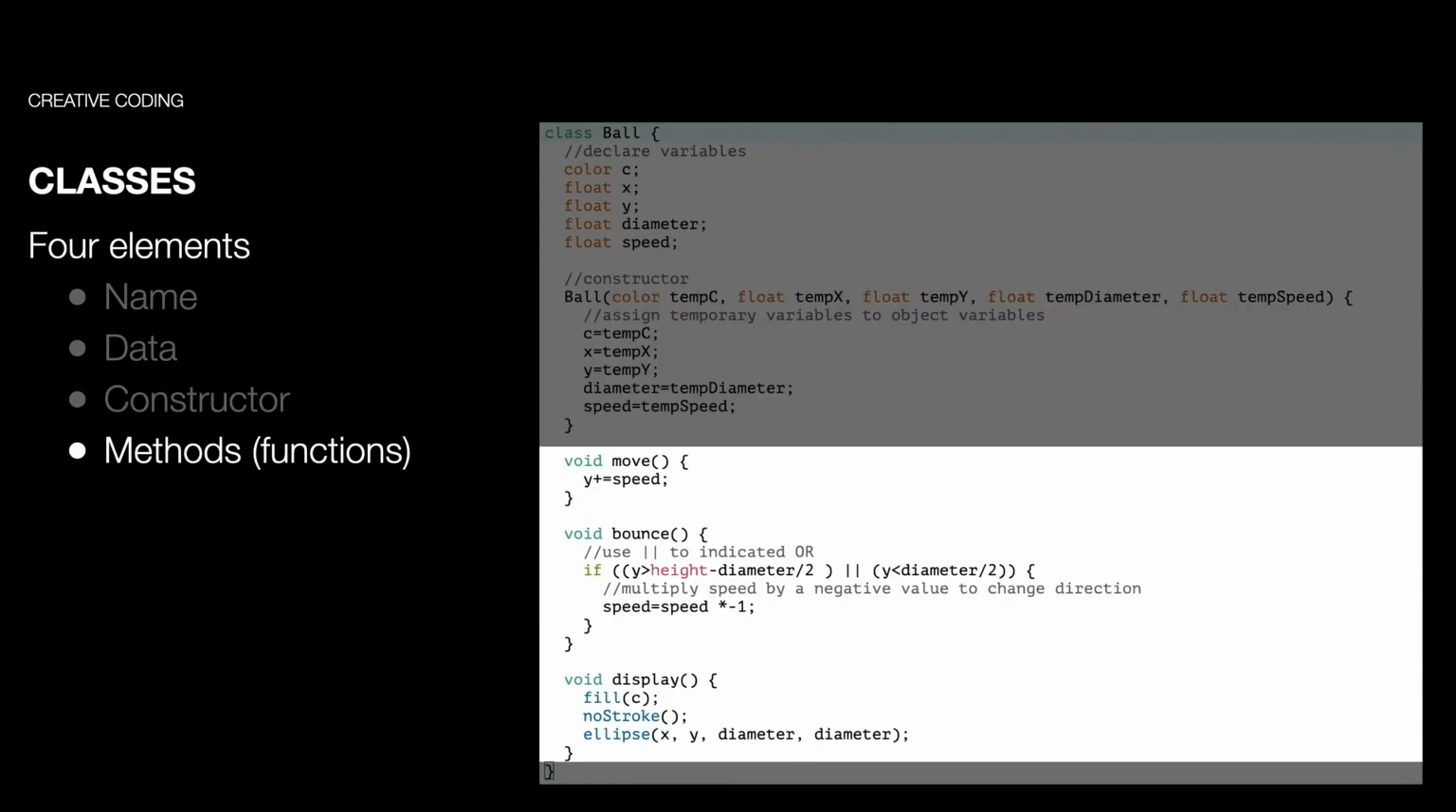And then below that, we have the methods. And again, you can have a bunch of different methods or functions. Each one is its own code block with curly braces here. And each, you give it a name in this case.